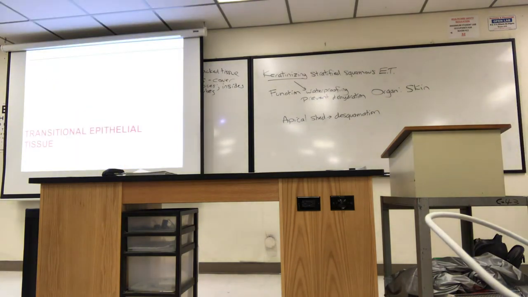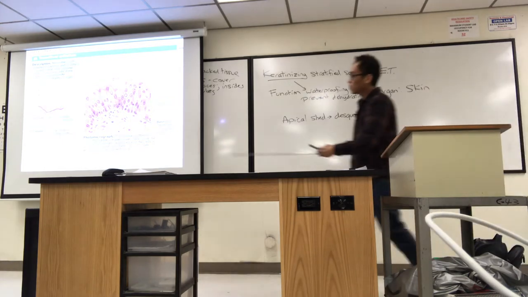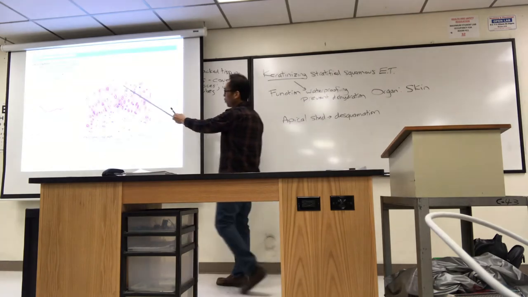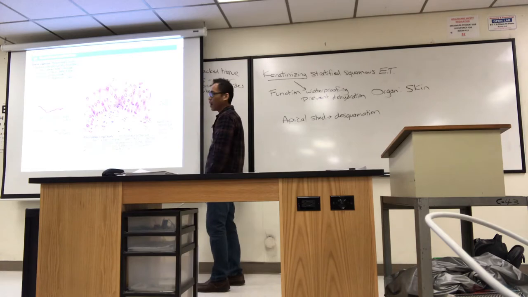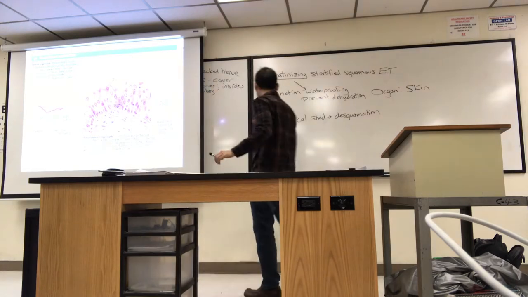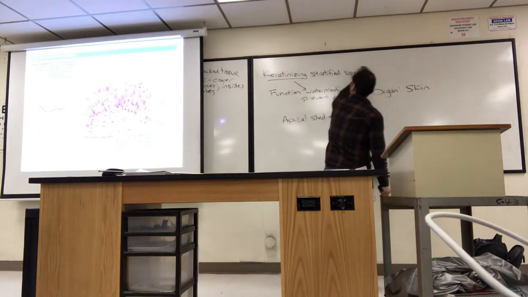Well, transitional epithelium is next, and we looked at it before. When I drew it on the board, what I drew and forgot to note, as it was pointed out, was the binucleated cell. See how domey they are at the top? Because this tissue has the ability to stretch. Transitional epithelium.